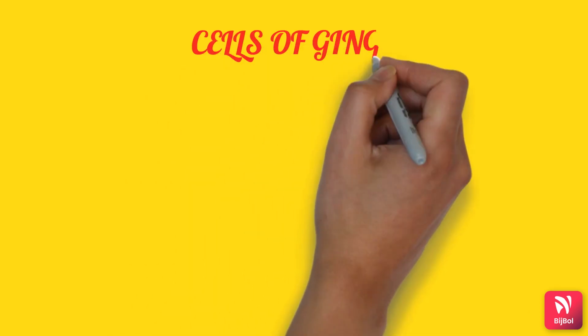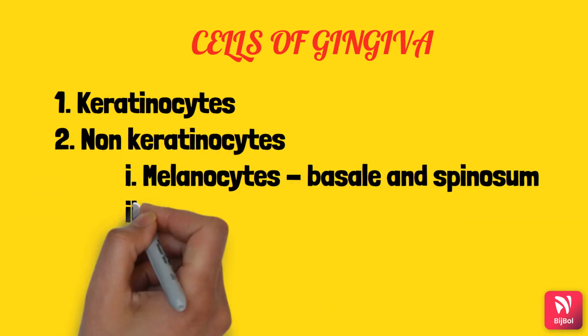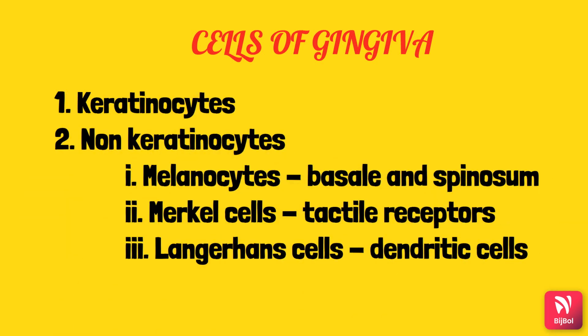So we said that there are a lot of cells in the gingival epithelium. What are these cells? There are actually two categories of cells. Those are the keratinocytes, which form the predominant cell population, and the non-keratinocytes. The non-keratinocytes are again three types. They are the melanocytes, Merkel cells, and the Langerhans cells. Whatever population is formed by the keratinocytes, the remaining population constitutes the non-keratinocytes or the clear cells.